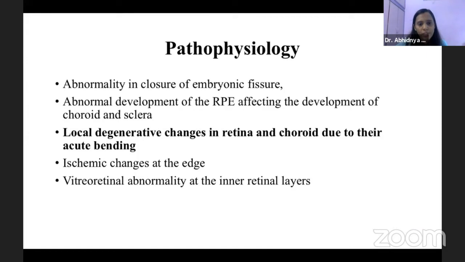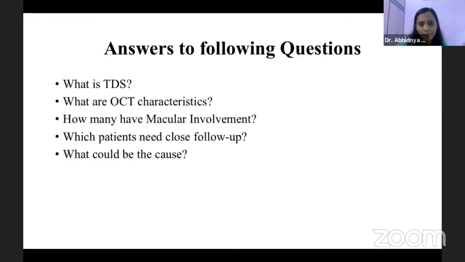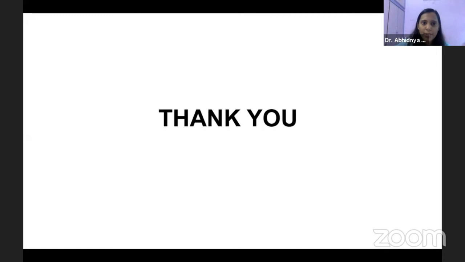Various pathophysiologies have been described for tilted disc syndrome. However, we say that the acute bending of the staphylomatous area could be the cause for the local degenerative changes. So we have tried to answer the following questions: what is TDS, what were the OCT characteristics, how many had macula involved, and which patients are the ones who need close follow-up. Thank you for your kind attention.